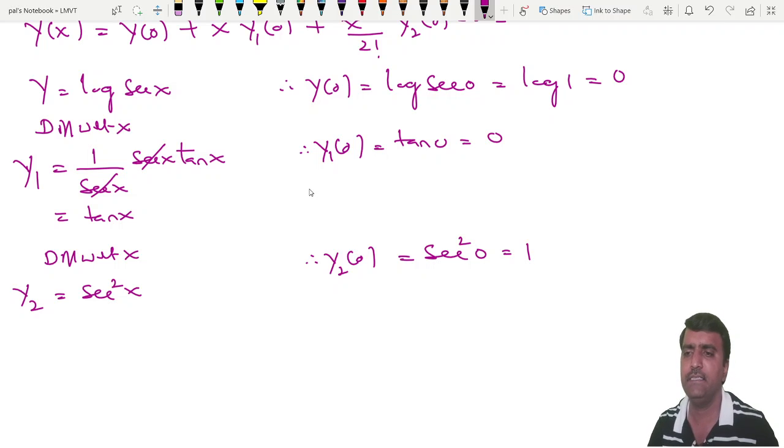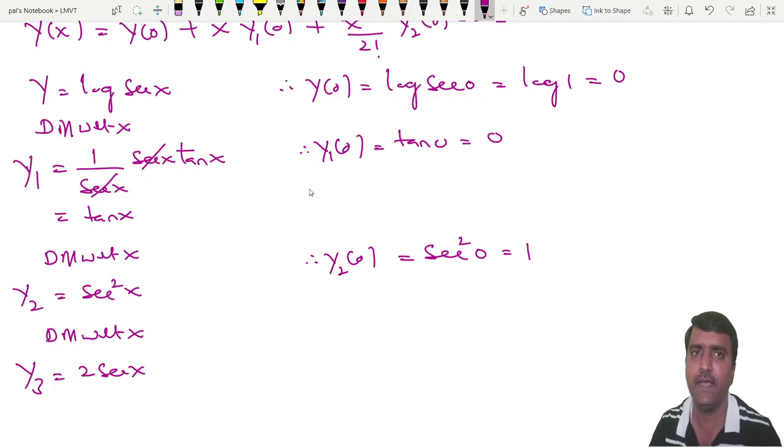Again you differentiate this y2 with respect to x. Differentiation of y2 is y3. Differentiation of secant square x is 2 secant x. The differentiation of the power, secant square, first if we differentiate the power, it gives 2 secant x. Again differentiation of secant x: differentiation of secant x is secant x into tan x. Secant x into tan x.